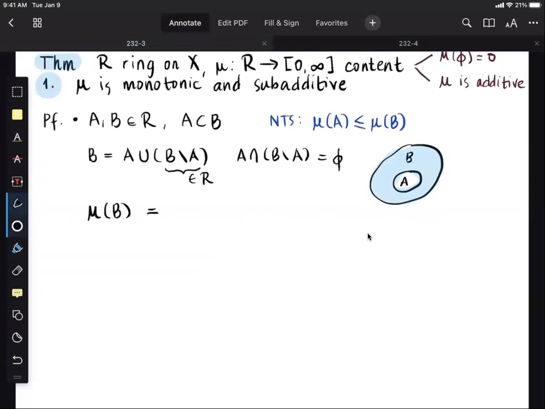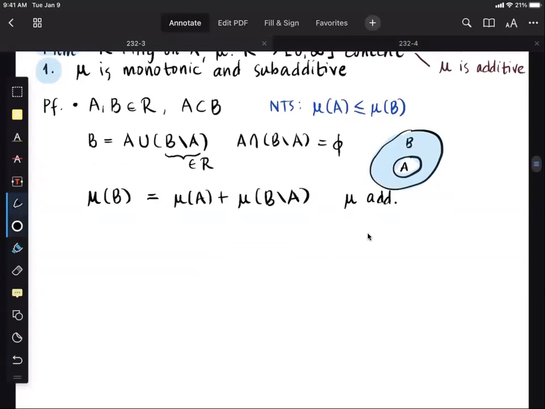Say that the content of B is the sum of the contents of A and the content of B minus A. So mu is additive. Since a content is always non-negative, then the sum would be greater than or equal to the content of A. Hence, the content of the larger set B is greater or equal to the content of the smaller set A. And that is indeed monotonicity.